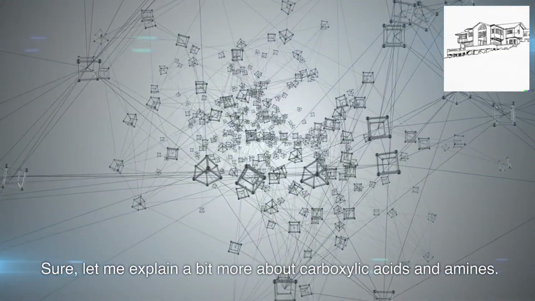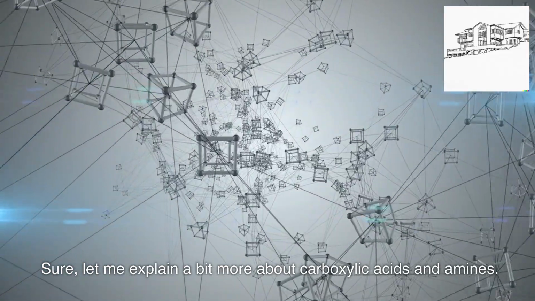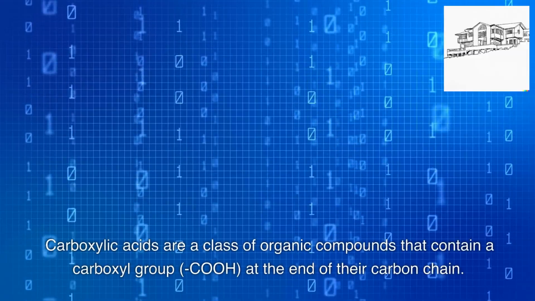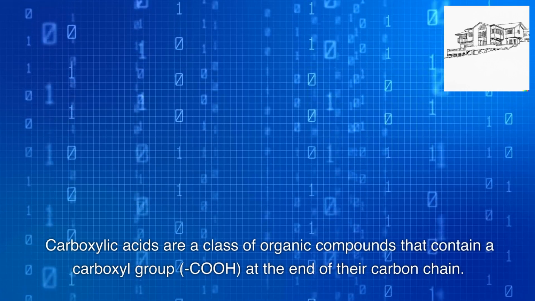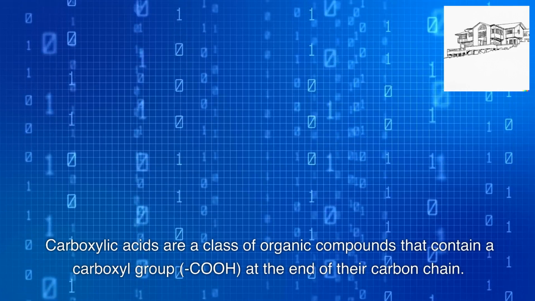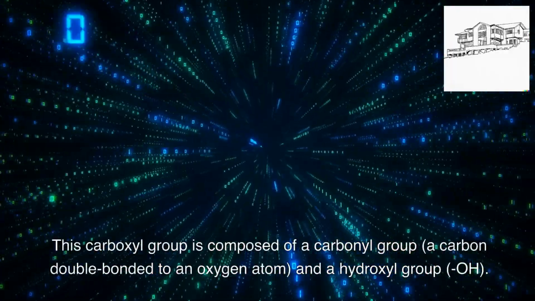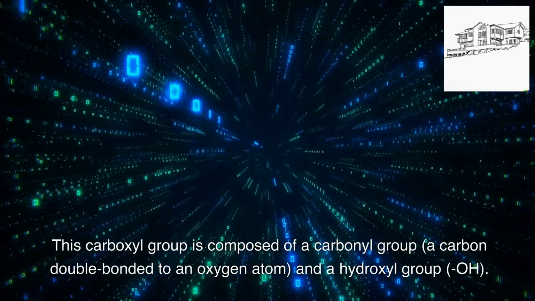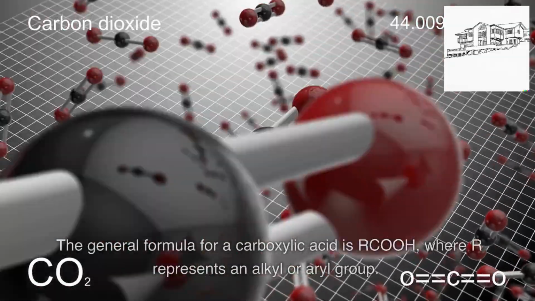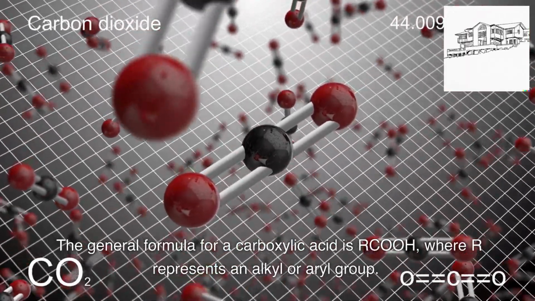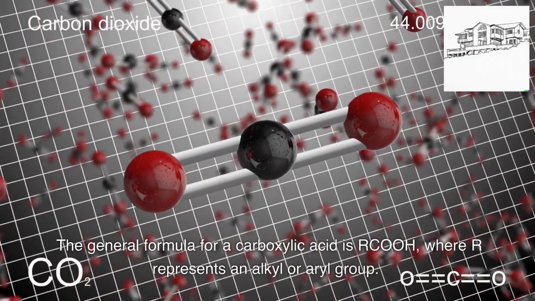Sure, let me explain a bit more about carboxylic acids and amines. Carboxylic acids are a class of organic compounds that contain a carboxyl group, COOH, at the end of their carbon chain. This carboxyl group is composed of a carbonyl group, a carbon double bonded to an oxygen atom, and a hydroxyl group, OH. The general formula for a carboxylic acid is RCOOH, where R represents an alkyl or aryl group.